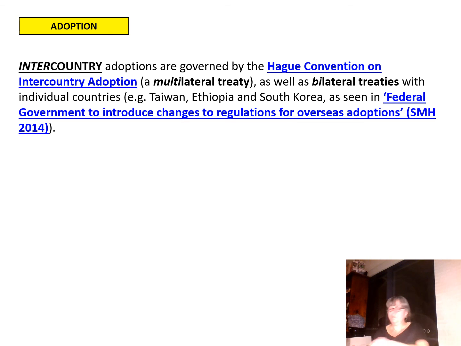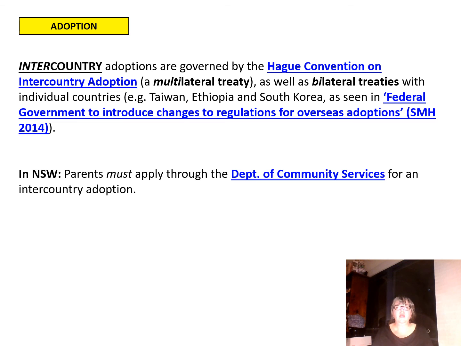Inter-country adoptions. Okay, these are governed by the Hague Convention, which is a multilateral treaty, as well as bilateral treaties with individual countries, for example, Taiwan, Ethiopia, and South Korea, as seen in federal government changes to regulations for overseas adoptions. So, okay, multilateral treaty, the Hague Convention about how things should be, then there can be deals between two countries around how they treat adoption of children from one country to another. In New South Wales, parents must apply through the Department of Community Services for an inter-country adoption.